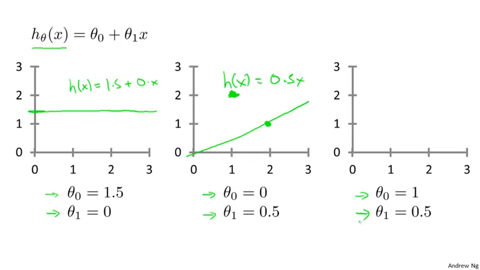And finally, if theta 0 equals 1 and theta 1 equals 0.5, then we end up with a hypothesis that looks like this. It should pass through the point 2 like so, and this is my new h of x, or my new h subscript theta of x. You remember I said that this is h subscript theta of x, but as a shorthand, sometimes I'll just write this as h of x.